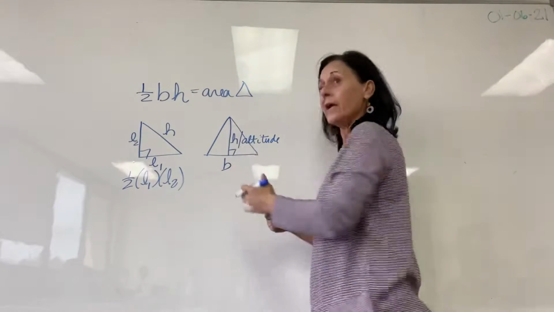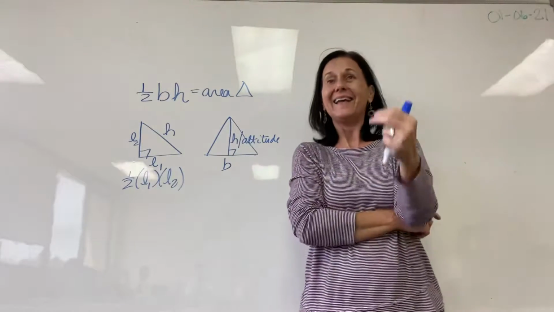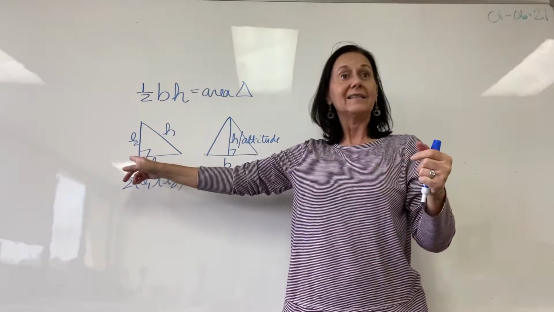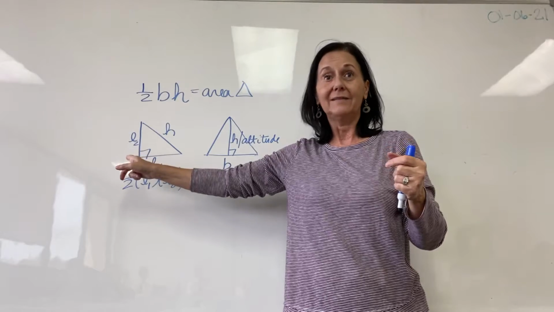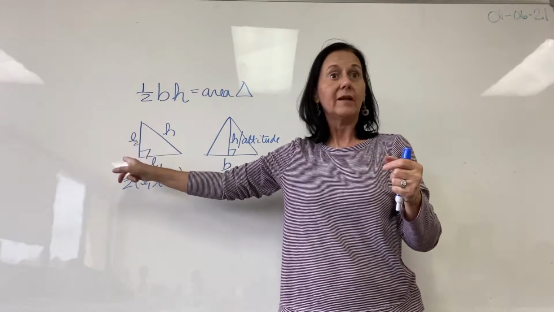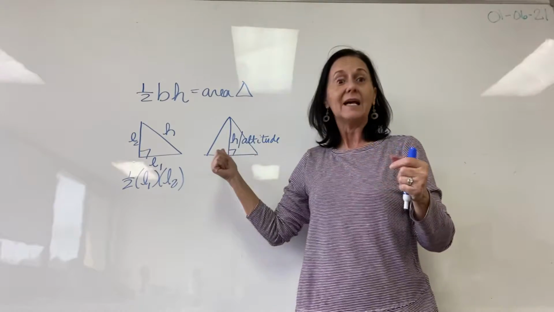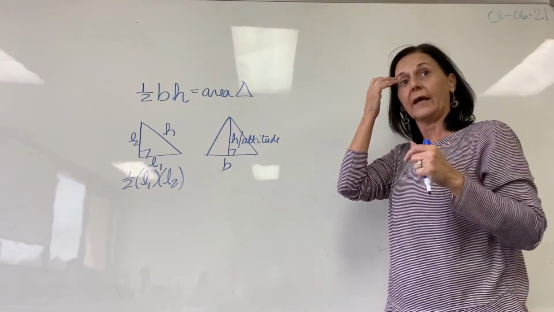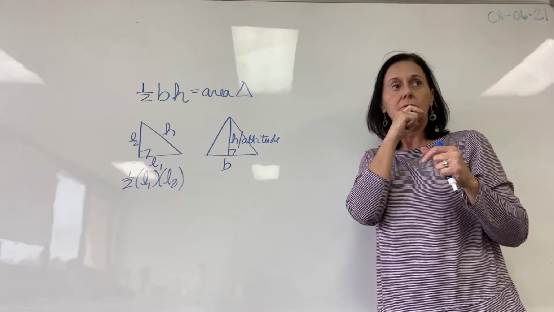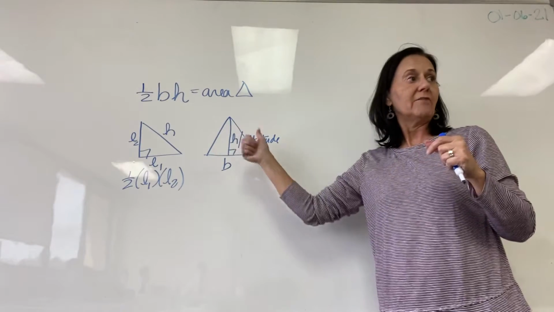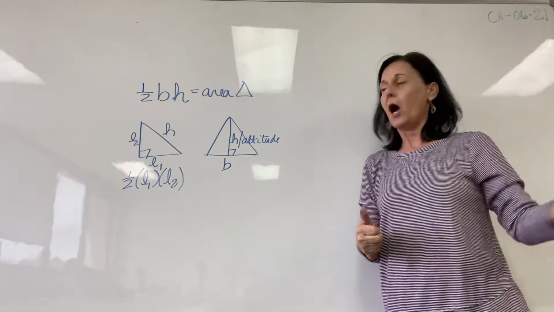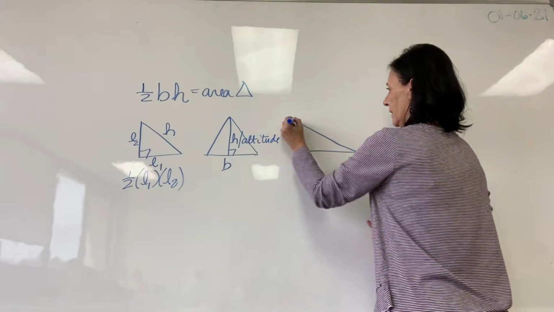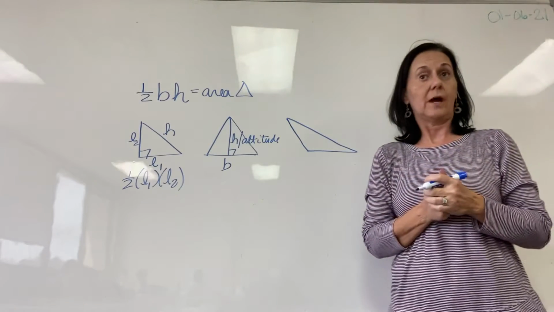All right, so here your height is going to lie inside the triangle. Here your height lies on the leg, right? Your height lies on one of the legs. With an acute triangle, your height lies inside of the triangle. There's one more type of triangle in terms of angles. We have a right, we have an acute, and then we have an obtuse triangle. There is an obtuse triangle.